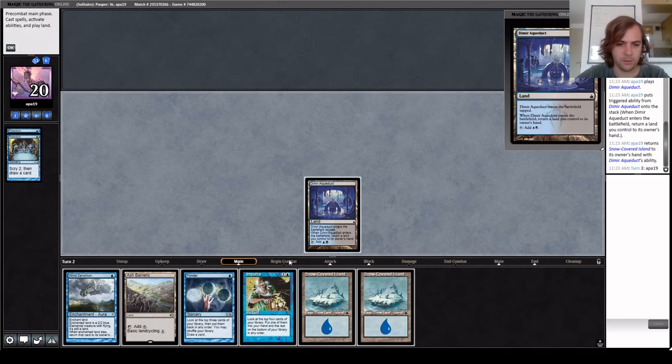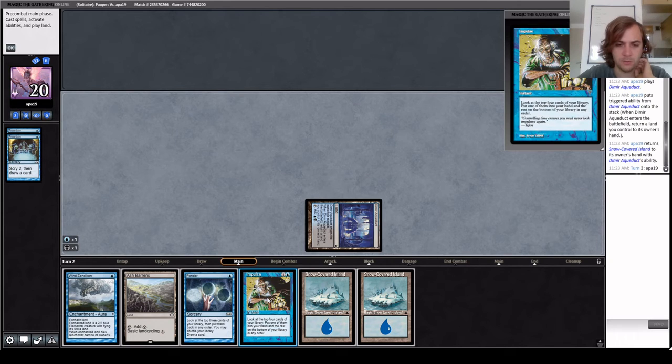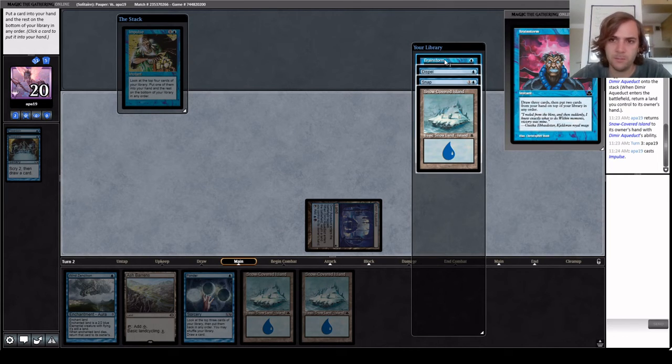Okay, so now we are going to probably Ponder and Impulse. I'm going to try and find, I think, Brainstorm soon. So I'm going to actually start with Impulse. Yeah, we have here Brainstorm and cards that we don't really care about. So I'm going to keep the Brainstorm.